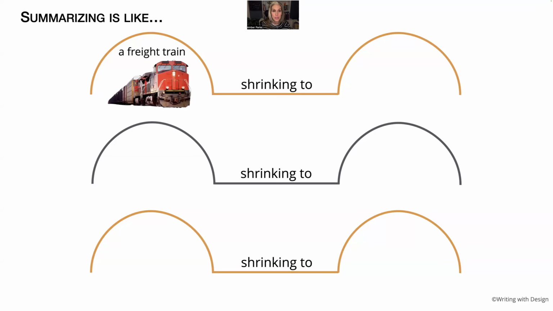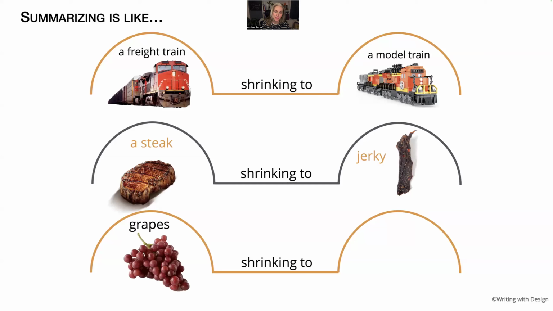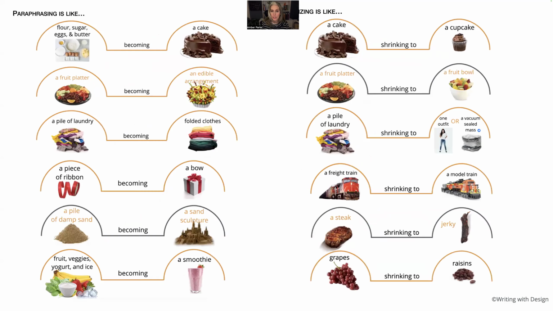So going through a few more examples here, if we take a freight train, we could shrink that down to a model train. A steak, if we shrink it, take away all the juiciness, we would get jerky. And lastly, grapes. If we shrink those down, we're going to get raisins. So these are all the types of images, of analogies that we want students to think about when they hear the word summarize. So here on the screen are all of the ones that we just went through.